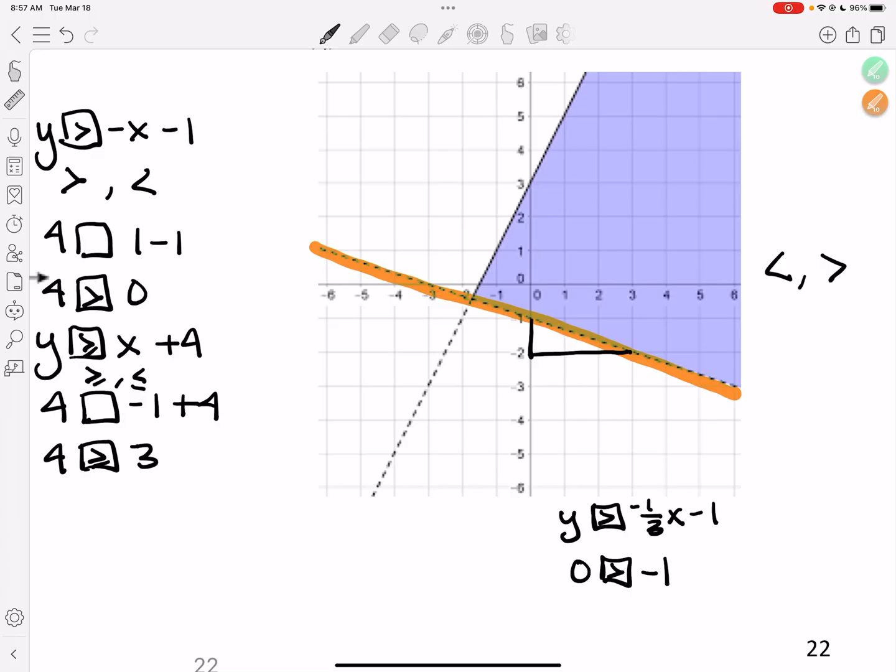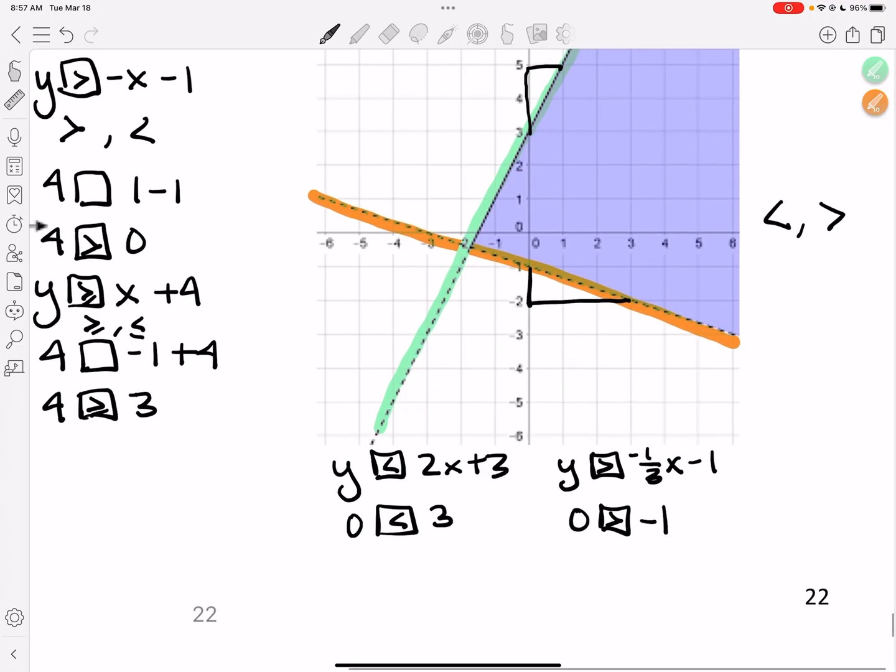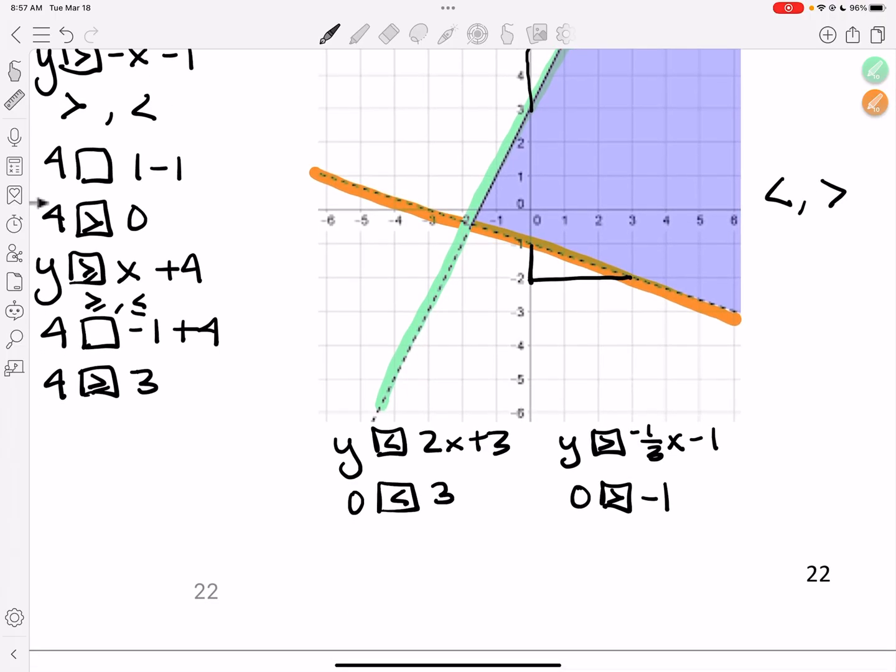Then for this last one, we're going to do this line right here where you can see it starts at 3 and it goes up 2 over 1, so it means it's a slope of 2. So I have y box 2x plus 3, and from here, again, I'm going to plug in the point 0, 0, so I get 0 box 2 times 0, 0 plus 3 is 3, so that means 0 is less than 3, so that's what goes right here. Meaning that for my system, I have y is less than 2x plus 3, and I have y is greater than negative 1/3 x minus 1.